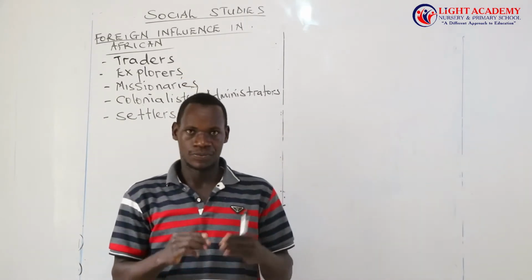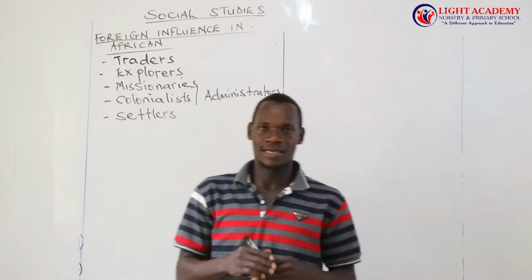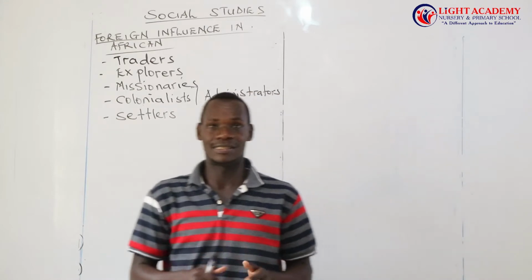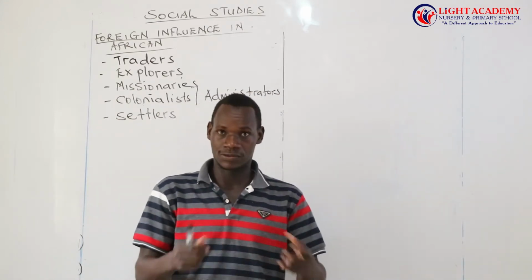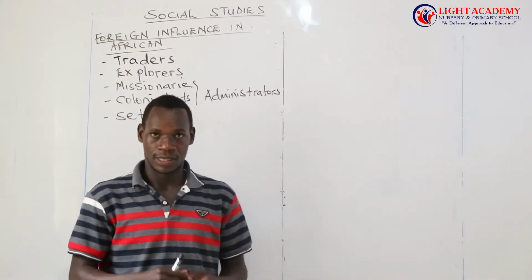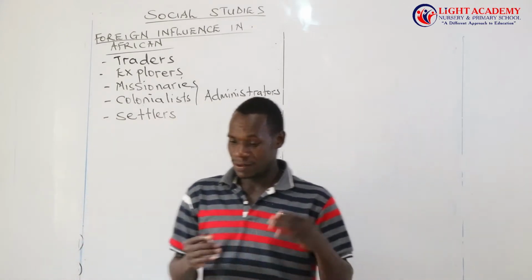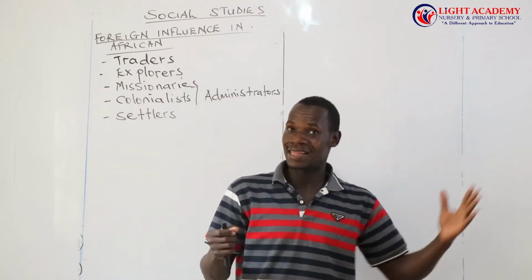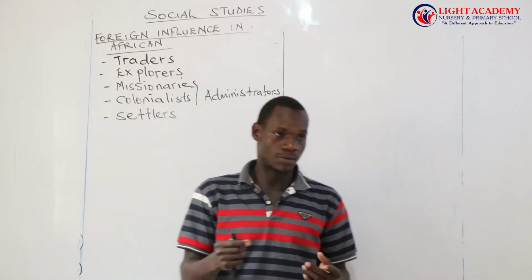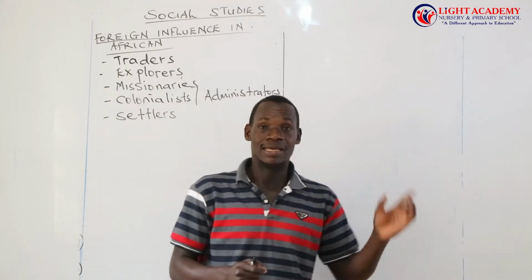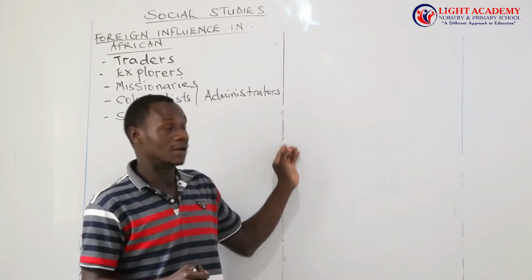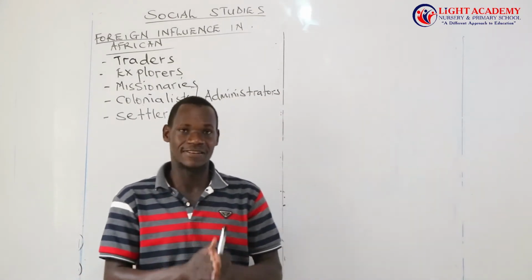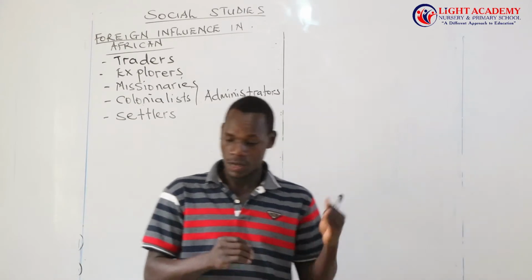In our earlier explanation, we explained a foreigner. We say a foreigner is a person who is not a citizen of a particular country. For example, if we get visitors from America, or any other country you can mention, but he's not a citizen of Uganda, that one becomes a foreigner. We define foreign influence as the changes that were brought by different visitors who came to Africa.